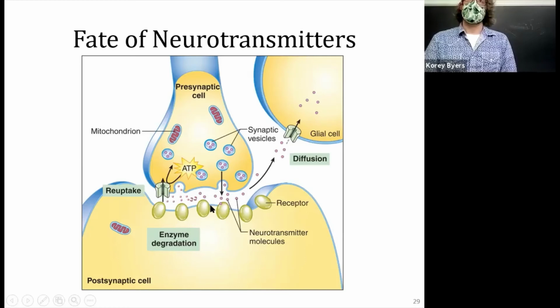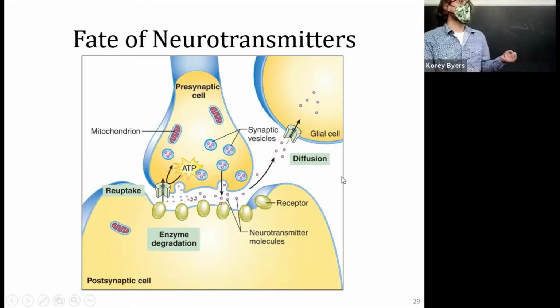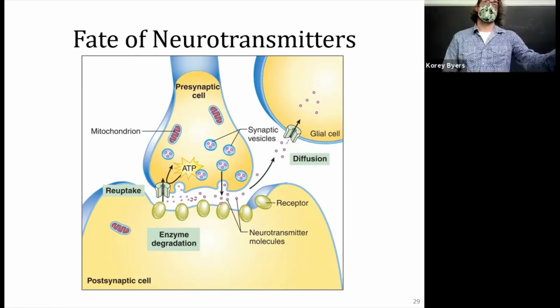We have a reuptake process where they're brought back into the cell. They can be broken down by enzymes or diffused into the glial cells, but regardless, they're removed pretty quickly because you want to wait for the next signal. You don't want them to just rest out there.